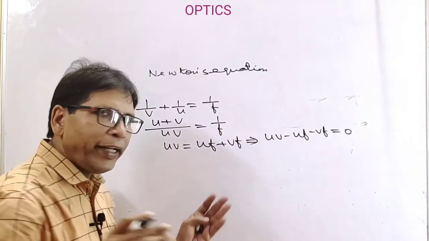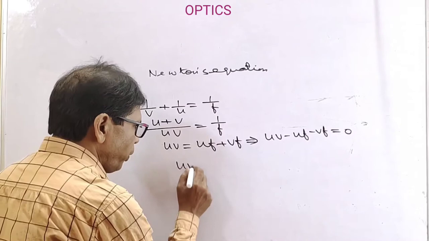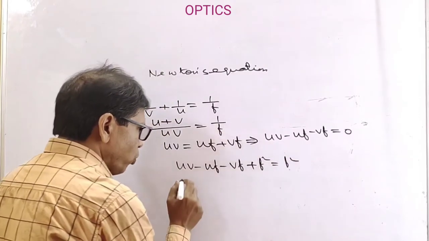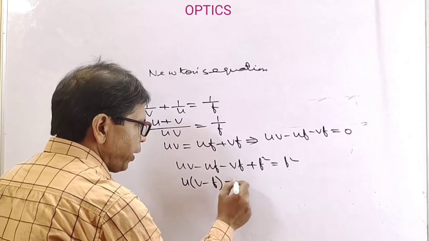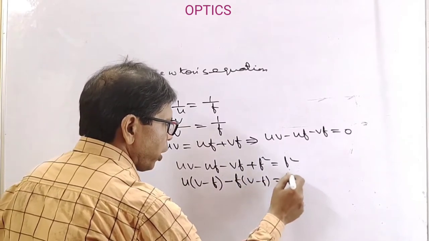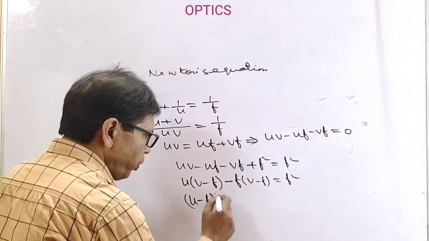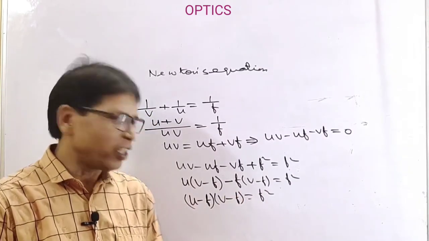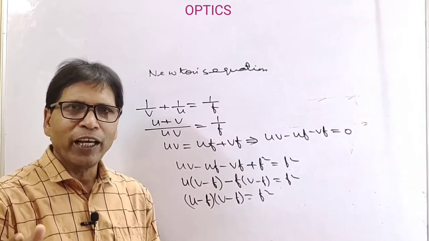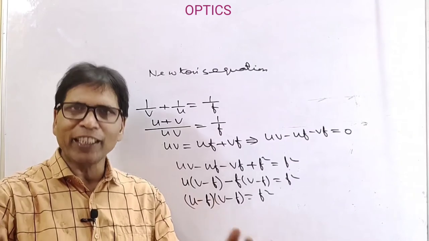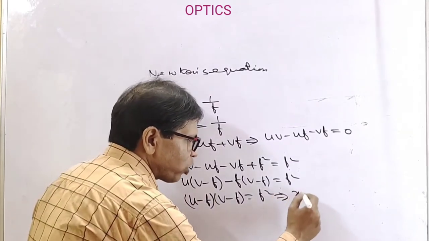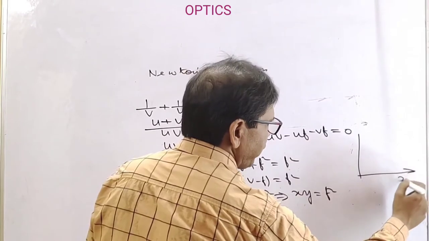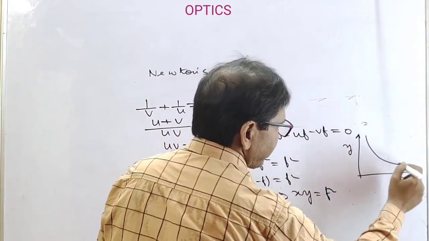Now adding F square on both sides: UV minus UF minus VF plus F square equals F square. Now this becomes U into V minus F, minus F into V minus F, equals F square. So U minus F into V minus F equals F square. U minus F means object distance from the focus, V minus F image distance from the focus. If X and Y be the object and image distance from the focus, then this can be written as XY equals F square. Understood?